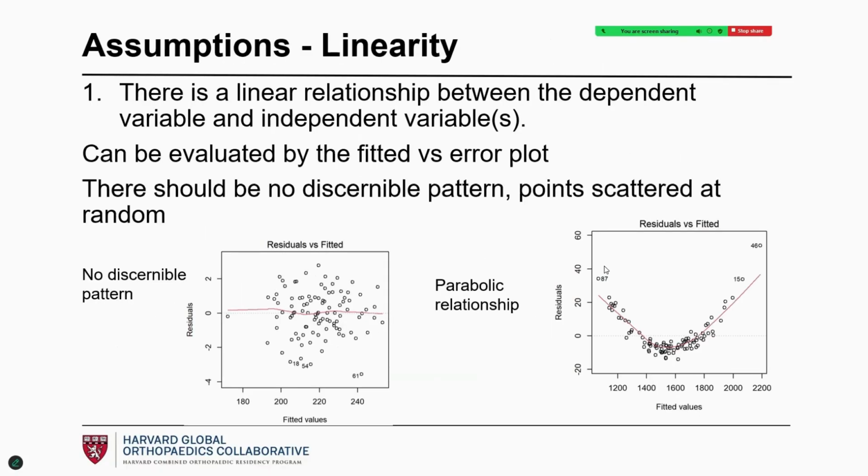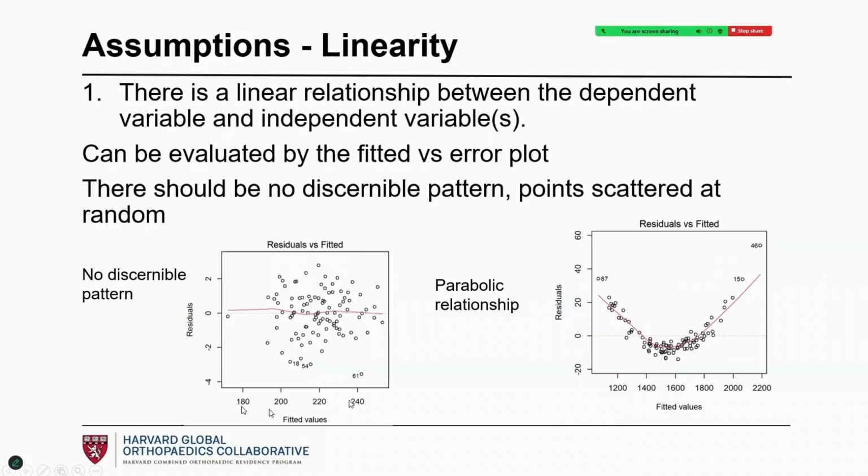The first assumption is linearity. The linearity assumption states that there is a linear relationship between the dependent variable and the independent variable or variables. As the first step, you can start to look at the linearity assumption just by doing a scatter plot of your x and y variables and try to see whether you can more or less fit a straight line between them to describe their relationship. However, in terms of the linear regression, this can be evaluated by the fitted versus the error plot.